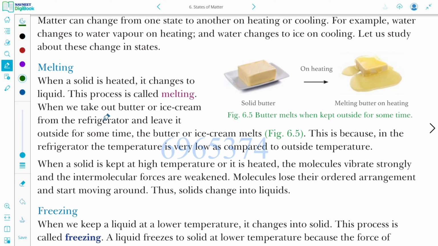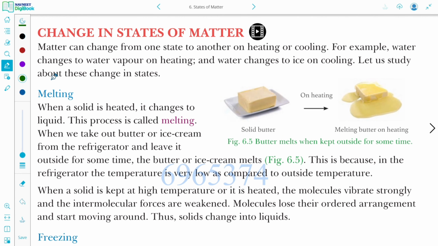Next is changes in the state of matter. Matter can change from one state to another, like solid can change into liquid and liquid can be changed into solid. See, solids can be changed into liquid, liquid can be changed into gas and vice versa.